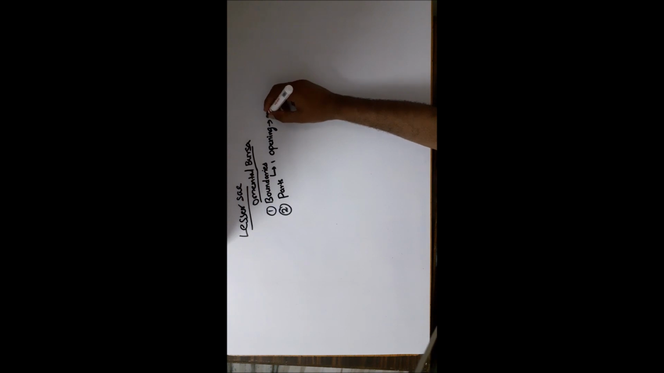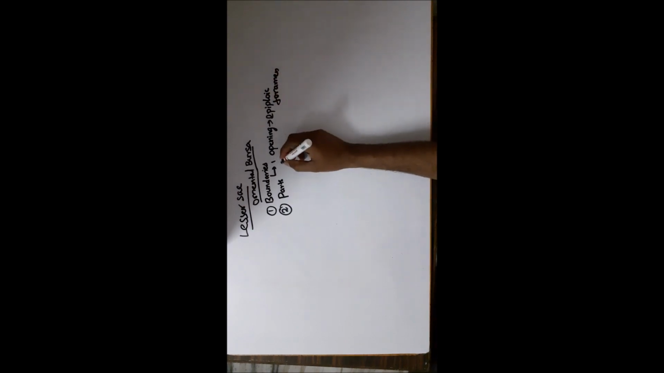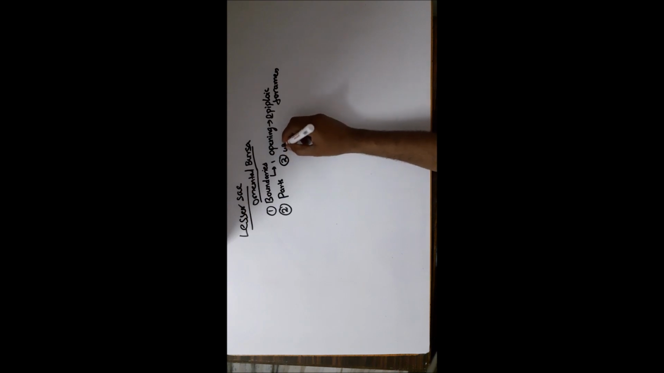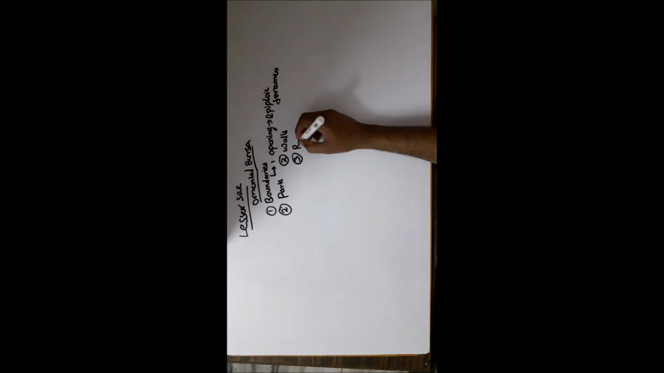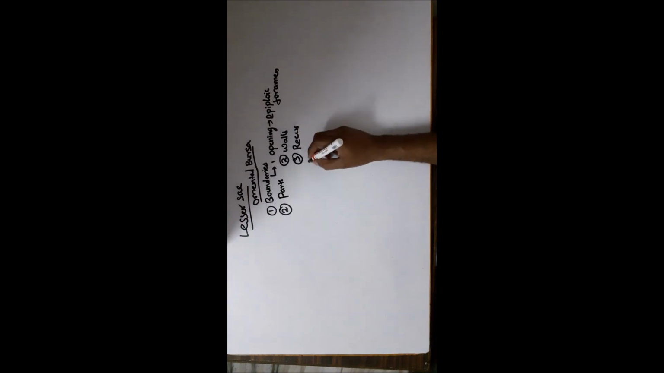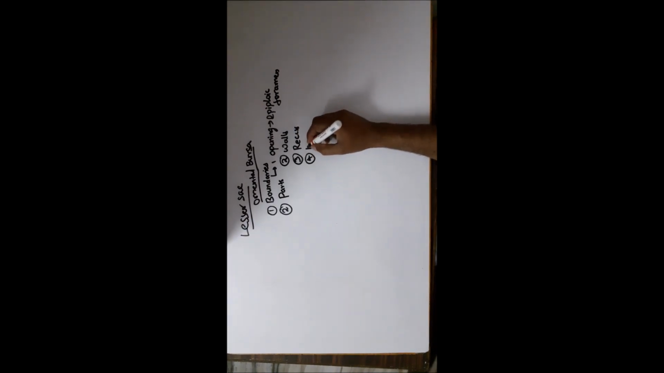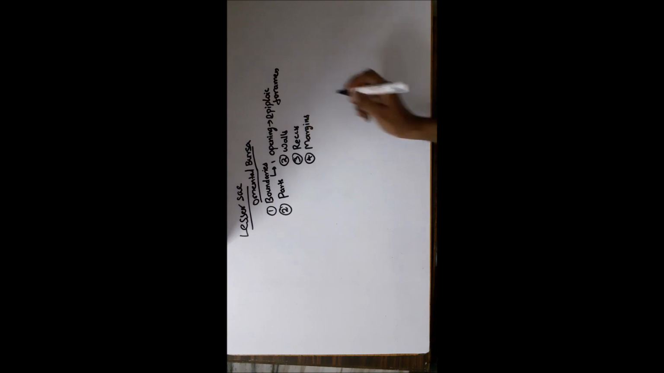So this will be the epiploic foramen. Then it has two walls, anterior wall and posterior wall, three recesses, then we have four margins. So what are these? We'll be seeing today.